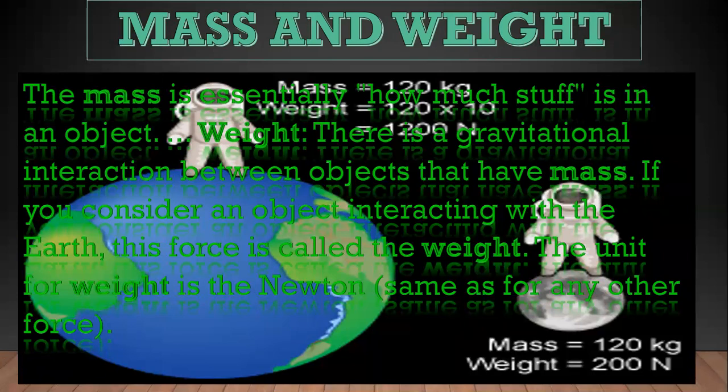Generally, mass and weight are considered similar quantities, but this is not correct because they are two different quantities. Mass of a body is the quantity of matter possessed by a body. It is a scalar quantity and does not change with change of place.